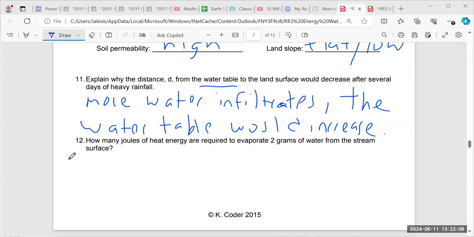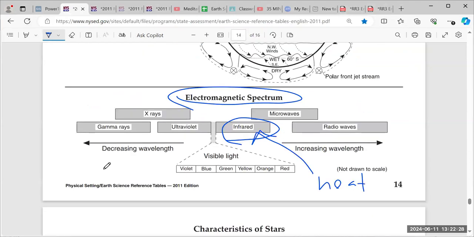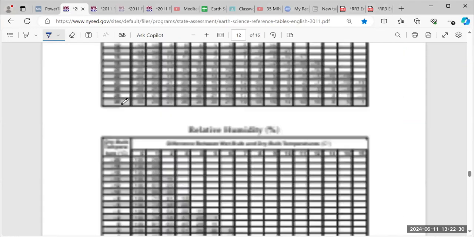So number 12, it says how many joules of heat energy are required to evaporate 2 grams of water from the stream surface? What page of the reference tables would I refer to for this question? Well, let's take a look. Let's go to page 1.